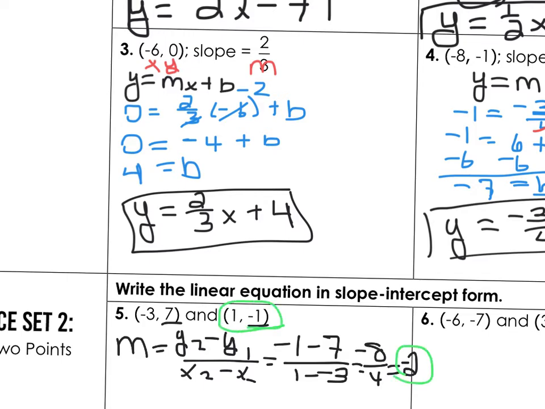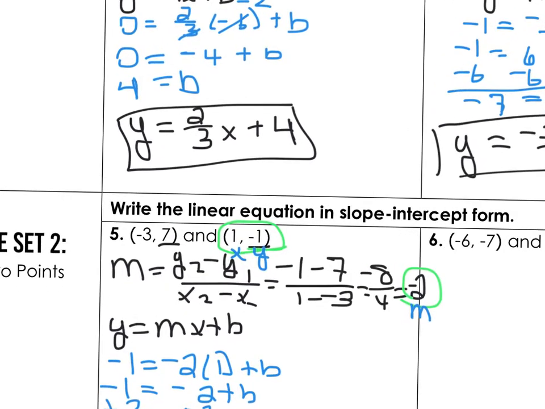And we're going to do exactly what we said we were doing before. So y equals mx plus b. Here's my x, my y, and my m. So -1 equals -2 times 1 plus b. So -1 equals -2 plus b, add 2, and you get b equals 1. Therefore, my final equation is y equals, use your slope, -2x plus 1.